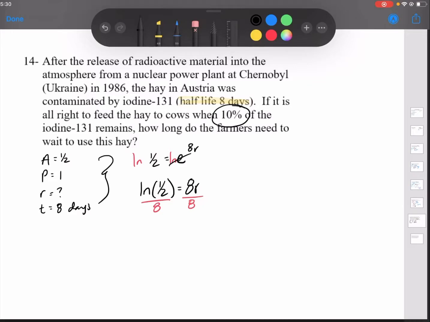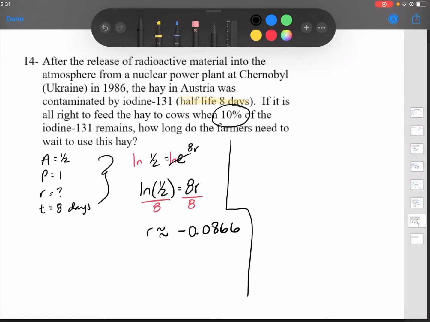And we get a rate that is, let me type it in. And we're dividing by 8. There we go. About negative 0.0866, which makes sense because it's decaying. Decays are always negative rates.